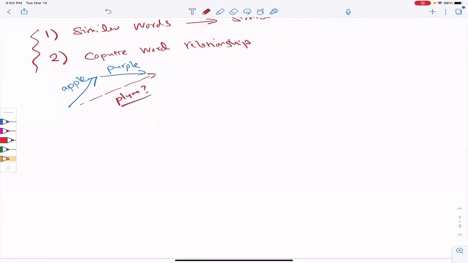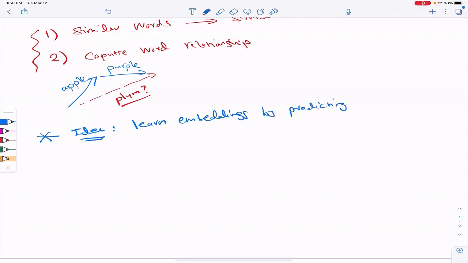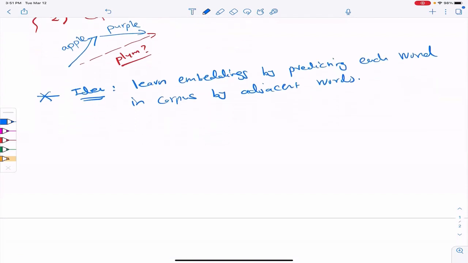All right, so how does Word2Vec learn such embeddings? The idea is quite simple. I'm not going into the details of it because it is not a classic method, but the main idea we actually use even in modern language models. The idea is to learn embeddings by predicting each word in our corpus by adjacent words. Okay, let me explain that with an example.